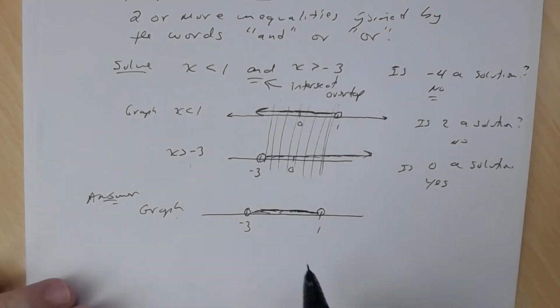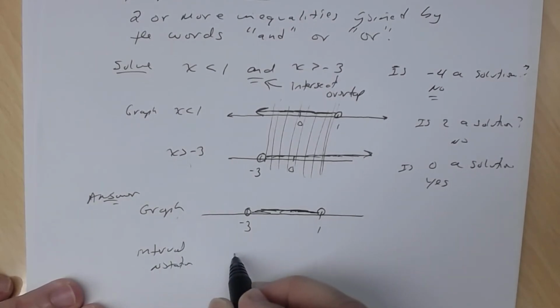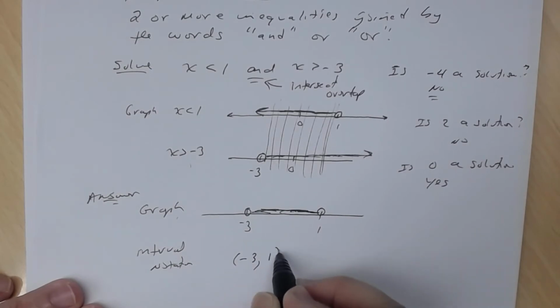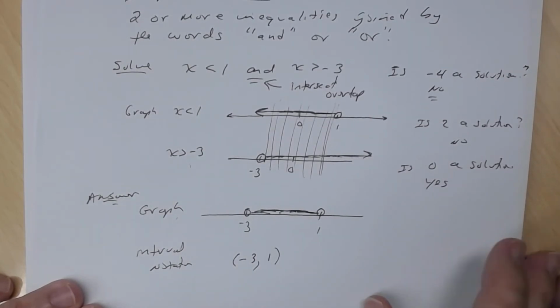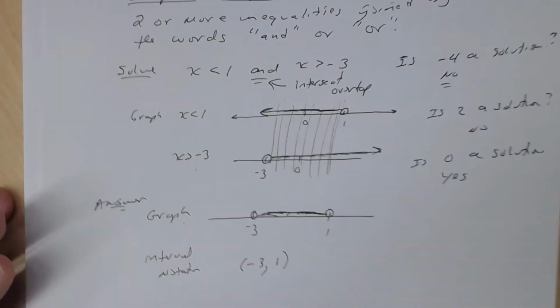This is your answer. And then interval notation. For the interval notation, you're going to say parentheses, negative 3, comma, 1, parentheses. Okay, so that was an example using an AND statement. All right, let's do another one.